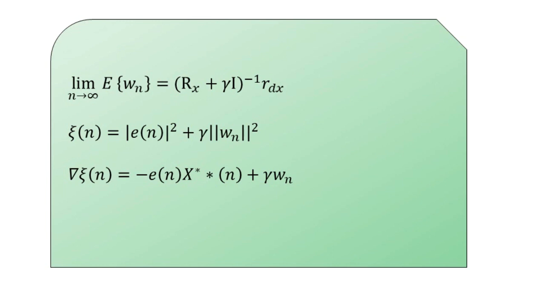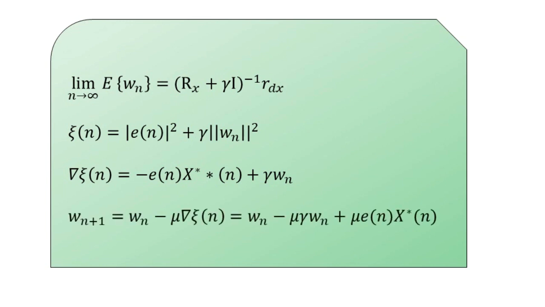So at that time the gradient descent algorithm will take the form that we show mathematically. On the left hand side we introduce w_{n+1}, this is equal to w_n minus mu multiplied to the gradient of zeta(n) here, which is equal to w_n minus mu into gamma times w_n added by mu into e(n) into the complex conjugate of x(n) here.